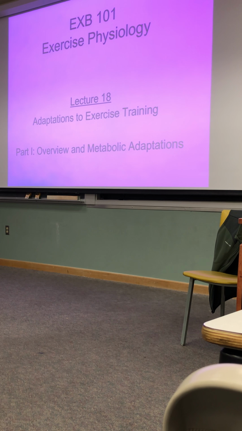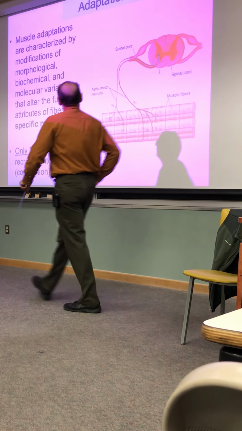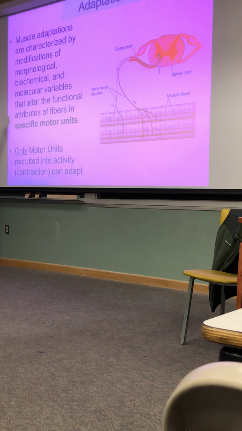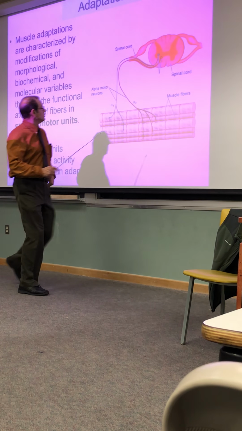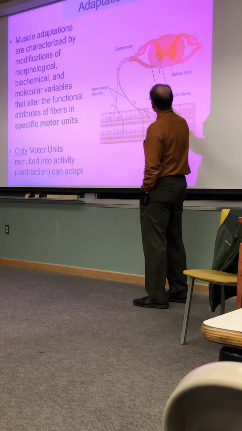So, we're going to talk a little bit about adaptation. Muscle adaptation: morphological, biochemical, and molecular variables. They alter their functional attributes in the motor units that are recruited. So one of the biggest preconditions here is, for instance, let's look at, we seem to have a spinal cord and 2 somi.